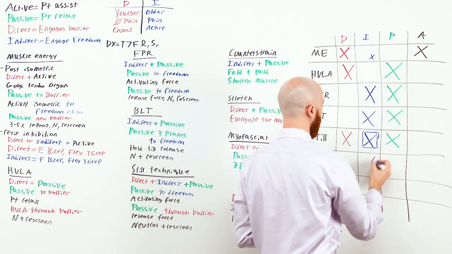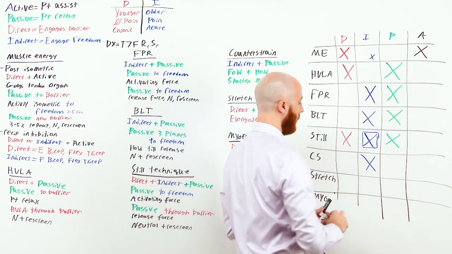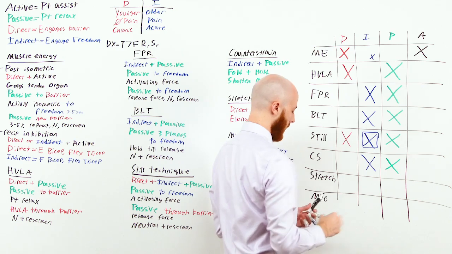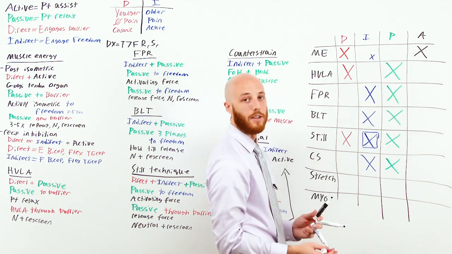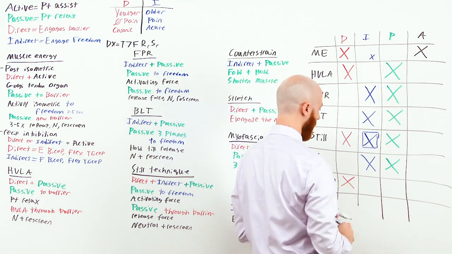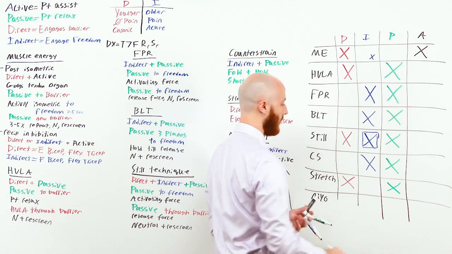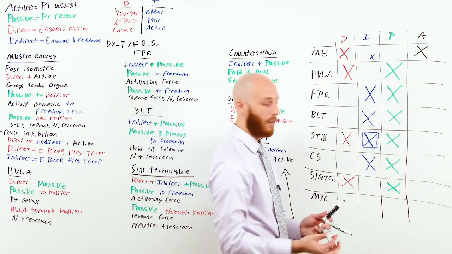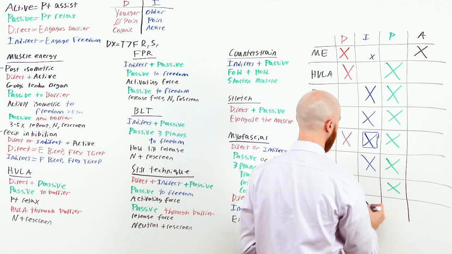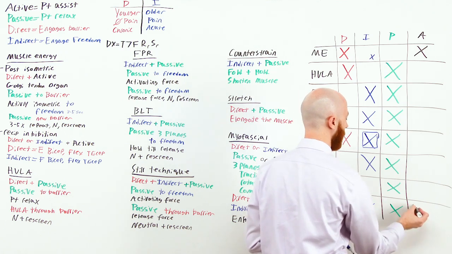Counterstrain is going to be indirect, where you engage the freedom and you shorten the muscle, and it's going to be passive, where the patient does not help you. A stretch, you're elongating the muscle and doing what it cannot do. That's going to be direct, and it's going to be passive because the patient is not going to help. In myofascial, everything, depending on however you set it up. So it's direct, indirect, passive, or if you want to use enhancers, active.